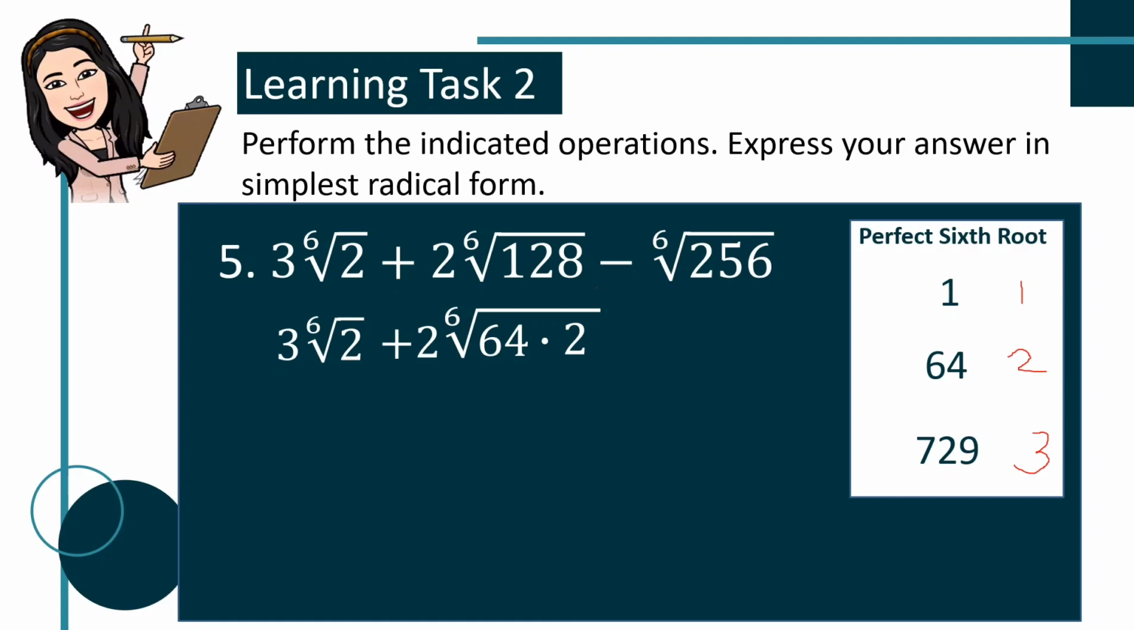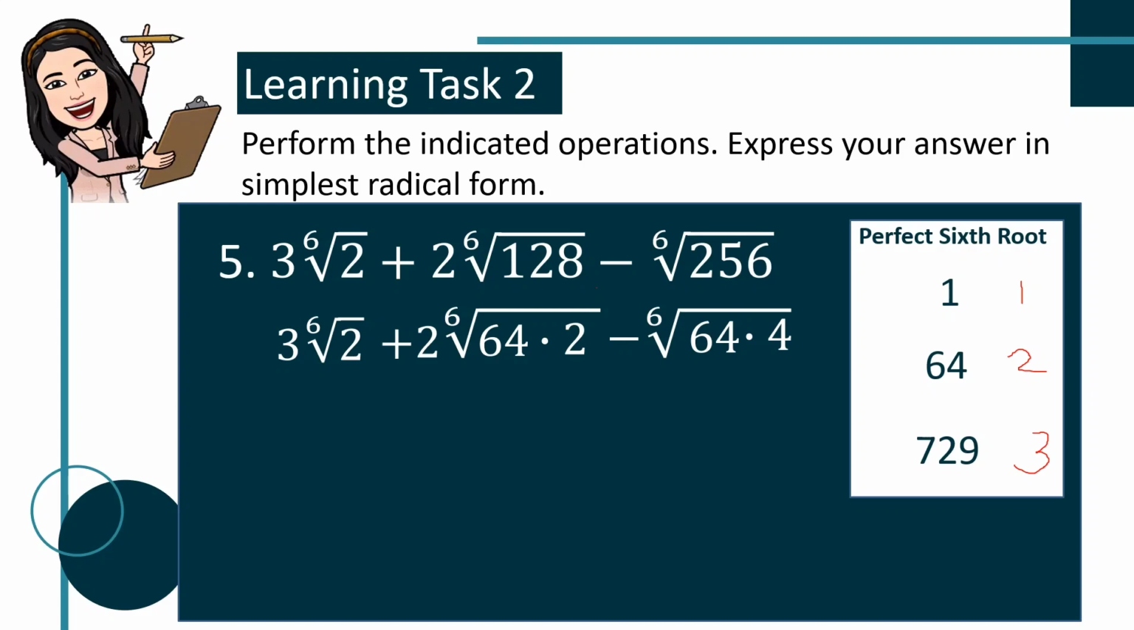Now, how about itong third term natin? So that is, since walang coefficient, proceed na tayo dun sa kanyang radical symbol. Now, 256, hanapin ulit natin ang factors ng 256 na ang isa ay perfect 6. So that would be, okay, so 64 ulit. Ano? 64 times 4. 64 times 4 is equal to 256. So, kita naman natin na hindi na pwede yung 729 since 256 to mas mababa.